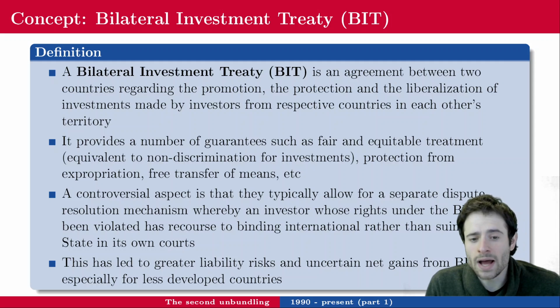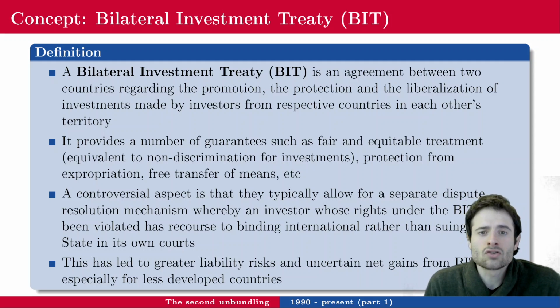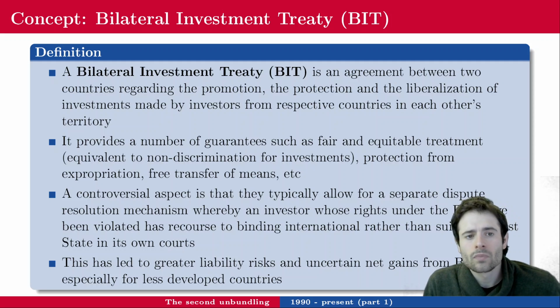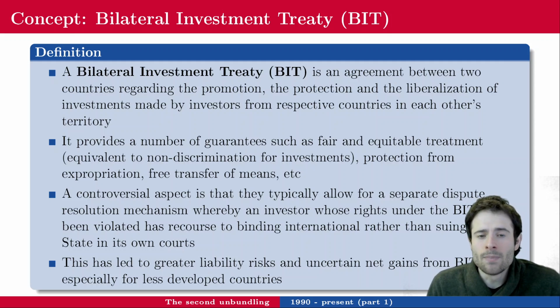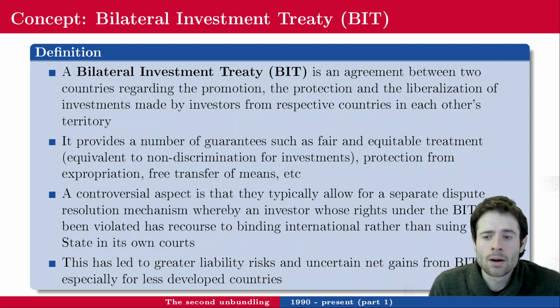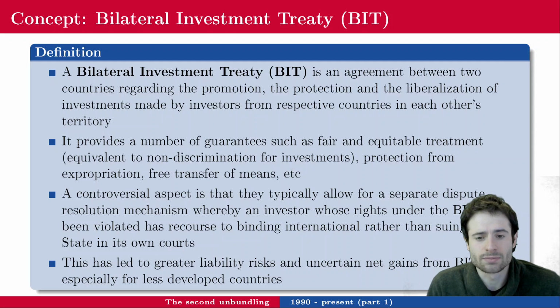The idea is to provide a number of guarantees, such as fair and equitable treatment, protection from expropriation, free transfers of means, and so on. So the idea is that two countries might be interested in investing in each other, or at least firms of each country might want to invest in firms in the other country. So firms can make an agreement and sign a bilateral investment treaty in order to promote those investments and to protect from potential caveats and pernicious consequences.